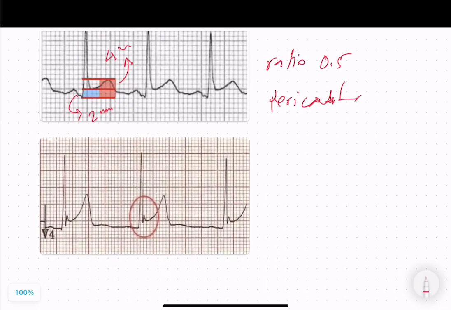And let's look at the fish hook sign, or fish hook pattern. It is another clue that suggests benign early repolarization. This notch and irregular J-point is called the fish hook pattern. This is often best seen in lead V4.